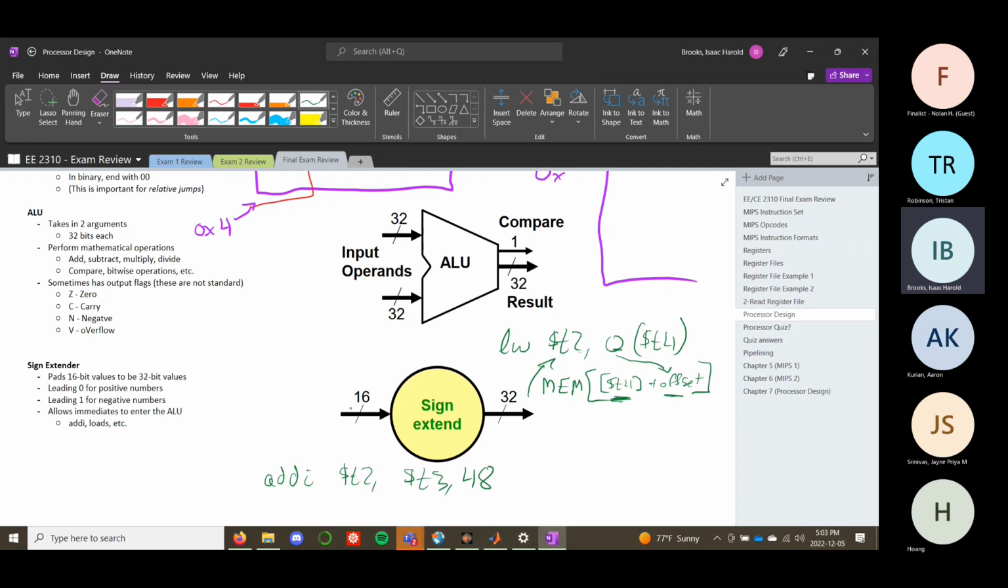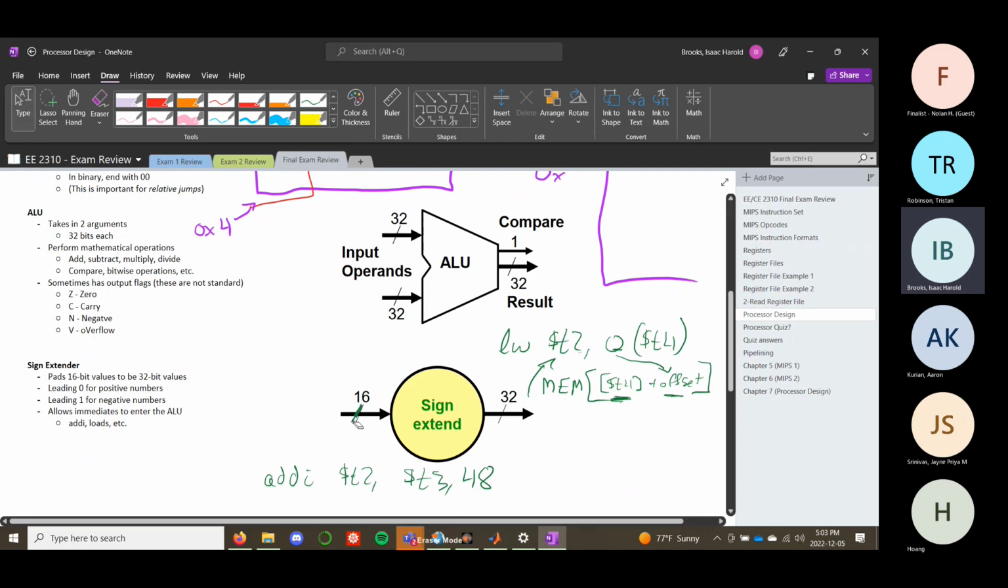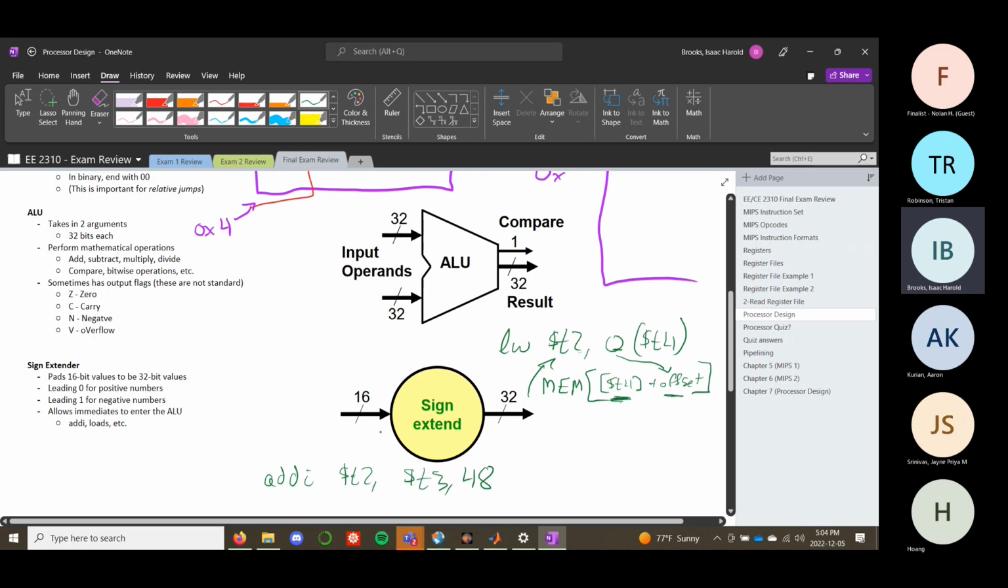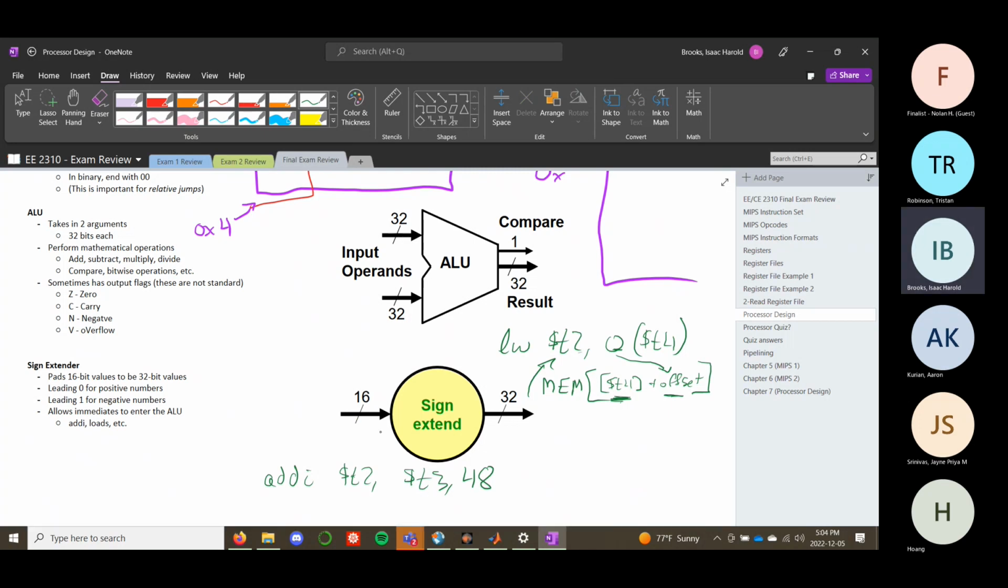Oh, and if you haven't seen this notation before, this little slash is just saying instead of one wire, there's actually 16 wires bundled together. But it's a lot more compact to just say that this is 16 bits. Think of it as a single pipe that's carrying all 16 bits. And if it doesn't have a slash, then it's usually just a single bit.